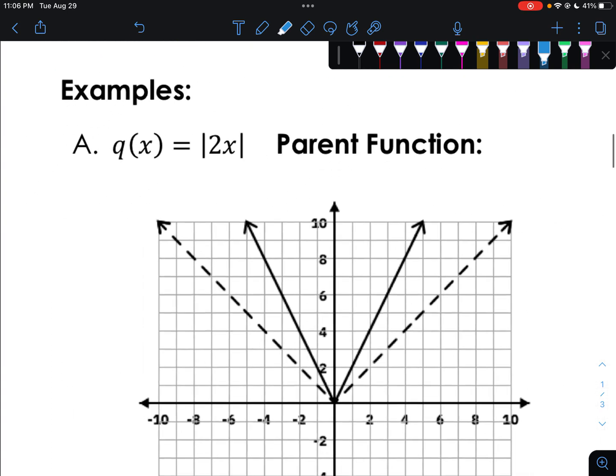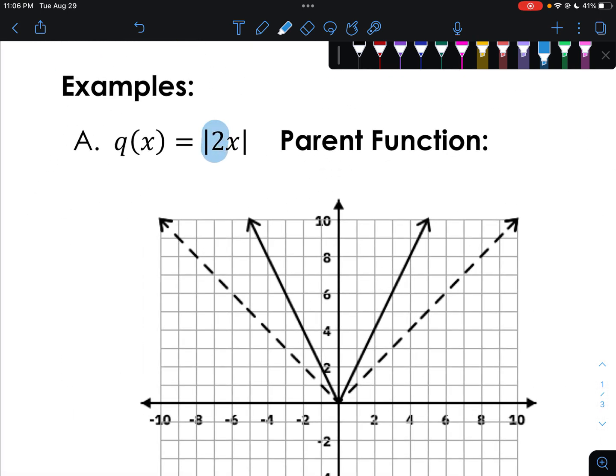So if I look at this first one right here, I see that it is greater than 1 on the inside. So that is going to be a horizontal compression. So we would take each x value and divide it by b, which is 2. So if you notice, my parent function is at 1, 1. And you don't have to write this down. And then I'm just going to pick another one. Let's do 4, 4.